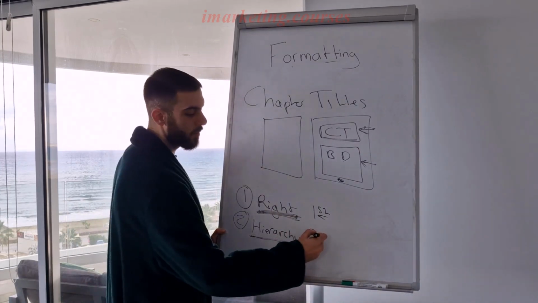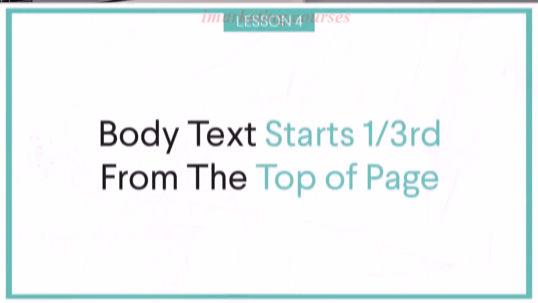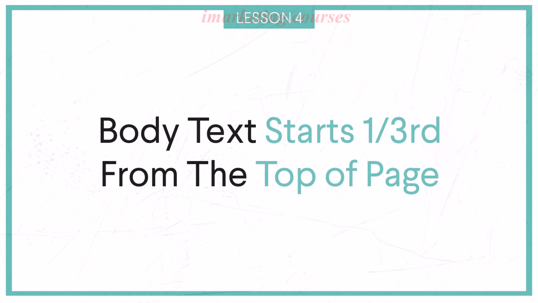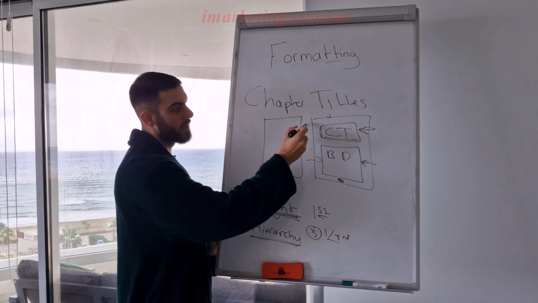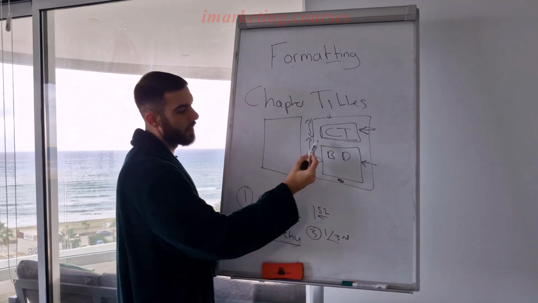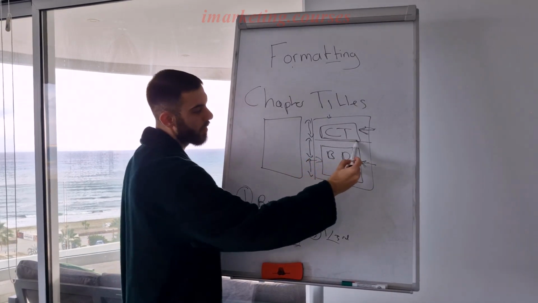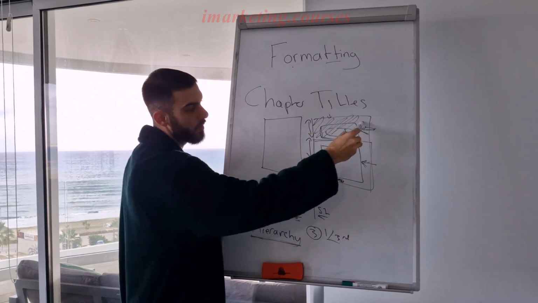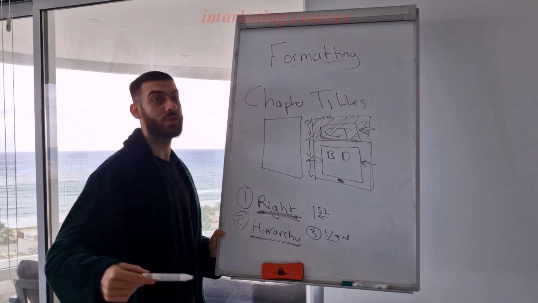Now, the third and final thing is you want to start your body text around 1/3 below the top of the page. So you can see if we separate this, here's 1, here's 2, and here's 3. So your body text would usually start around here. So you leave the first 1/3 for the chapter title. That's usually how it works.